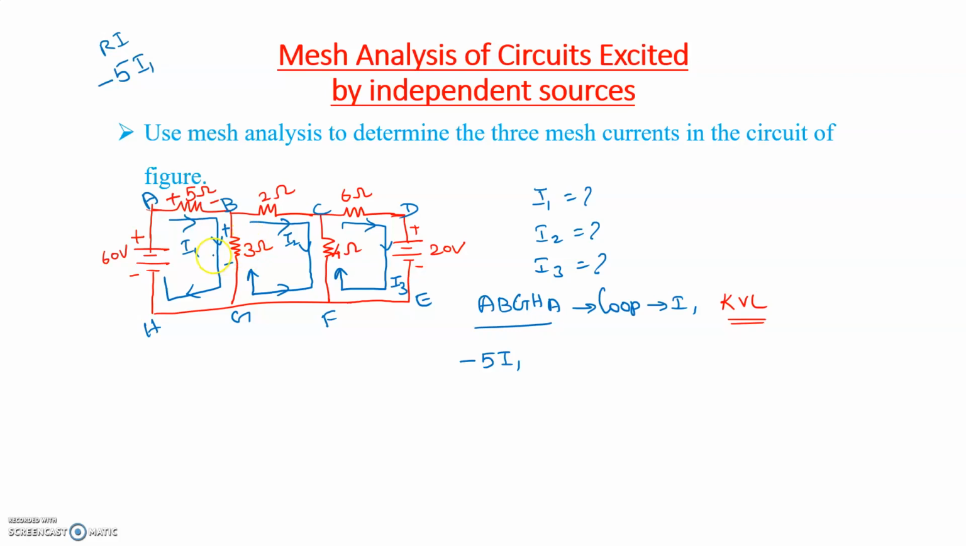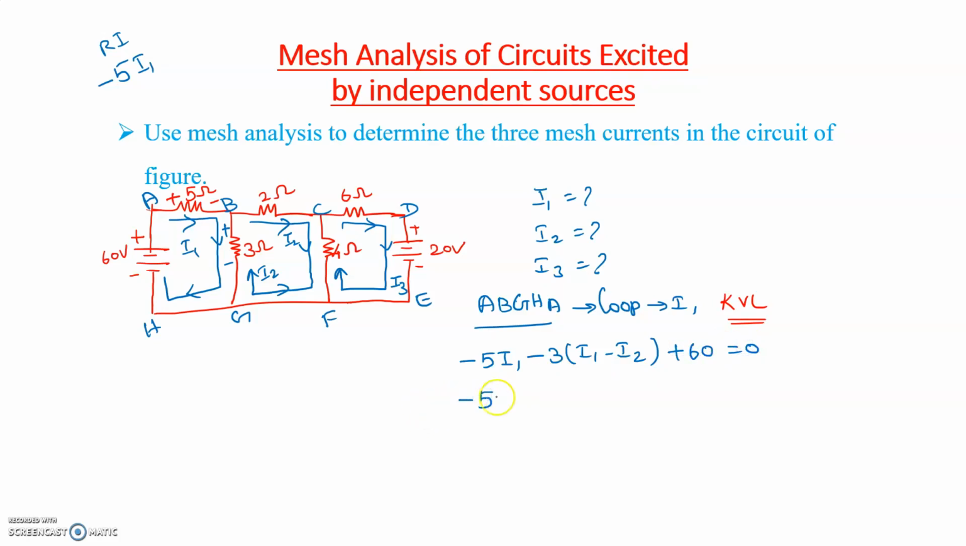Then the I1 current is entering at the positive terminal and leaving at the negative terminal. In the 3 ohm resistor, I1 as well as I2 currents are flowing, but both currents are flowing in opposite directions, which means the net current in the 3 ohm resistor is I1 minus I2. That is also a drop in potential, minus 3 of (I1 minus I2). Then the current is entering at the negative terminal of the battery and leaving at the positive terminal of the battery. So plus 60 volt is equal to 0.